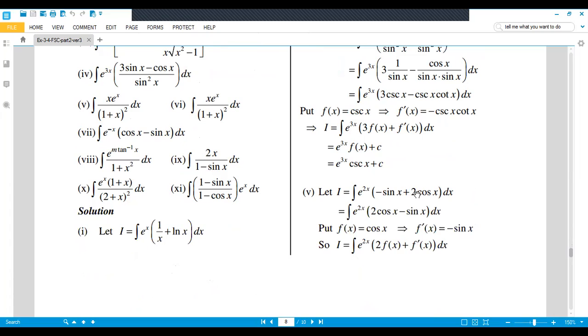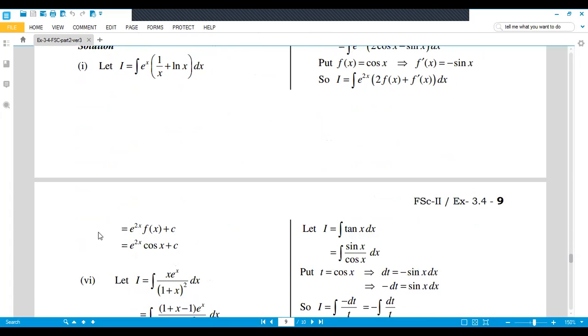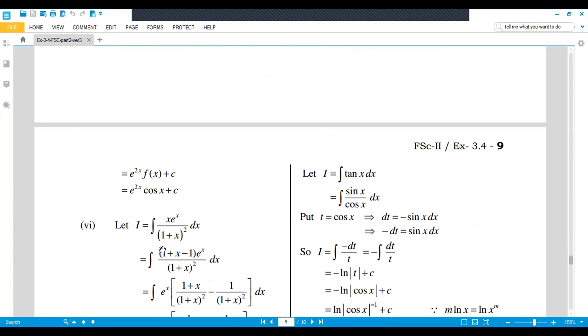Again here we just change the position to cos x minus sin x, because the derivative of cos is minus sine. So we suppose f of x is cos x and its derivative is minus sin x. We put it in this formula, so we get the required answer.